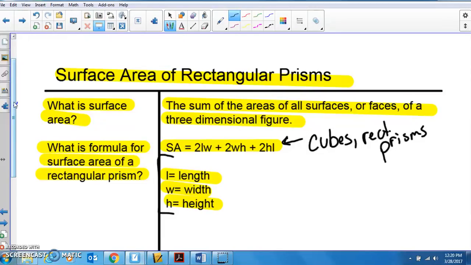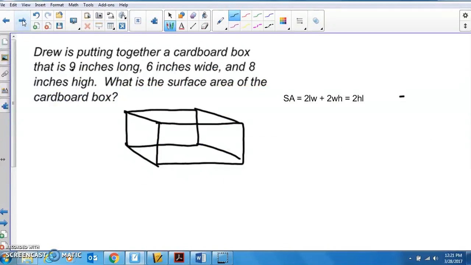First of all, this first section we're going to focus on is surface area of cubes and rectangular prisms. So this formula is for cubes and rectangular prisms. One of the things I'm going to suggest you do is go ahead and just write the formula down each time. The more you write this formula down, the more you're going to know about it. We have three things that we need to know: the length, the width, and the height.